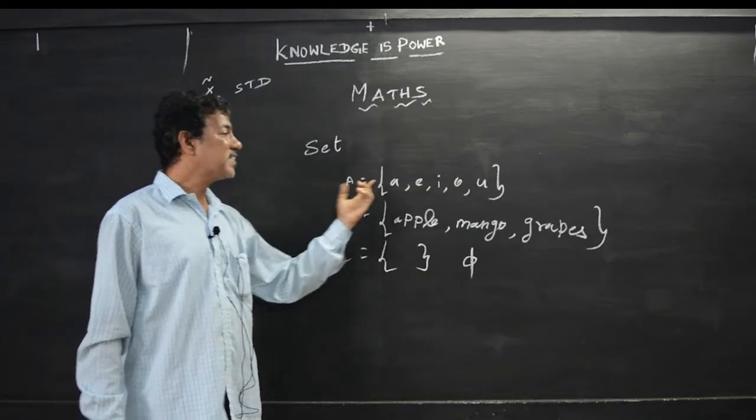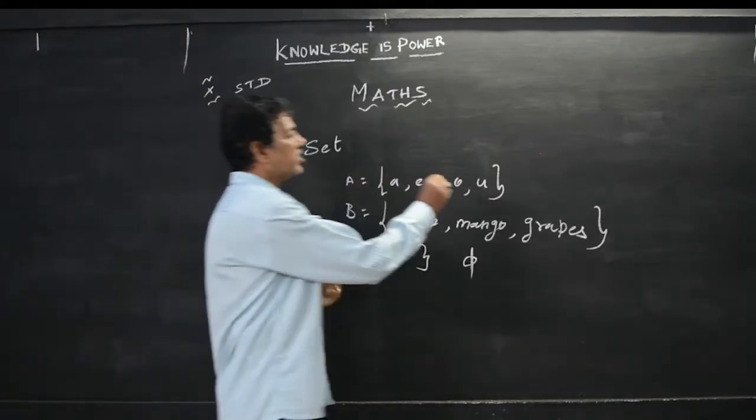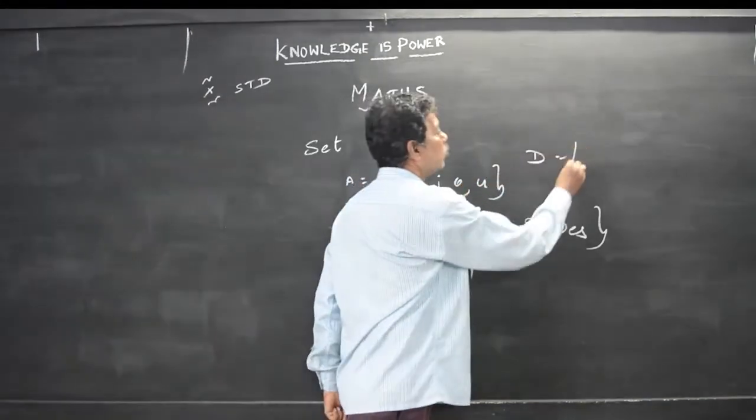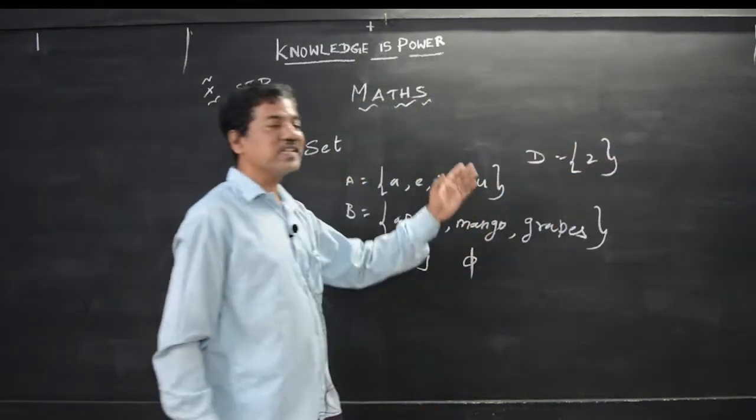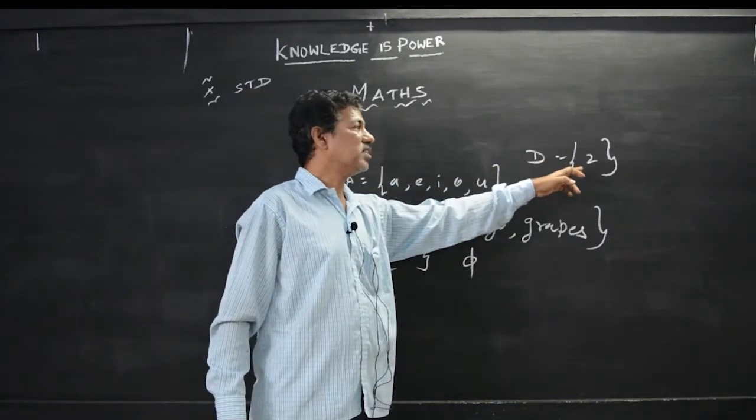When a set consists of only one element, then it is called a singleton set. For example, D. So, D = {2}. This is called a singleton set because it consists of only one element.